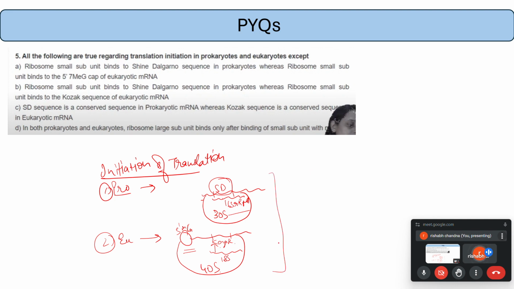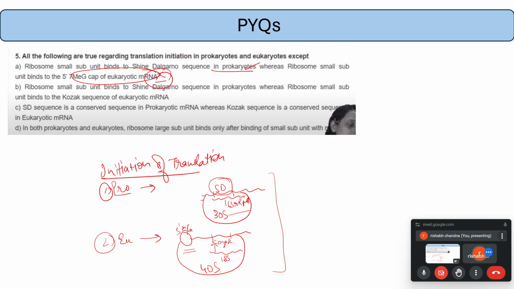Now we look at the options again. Ribosome small subunit binds to Shine-Dalgarno sequence in prokaryotes, whereas ribosome small subunit binds to the 5 prime 7 methyl guanosine cap of eukaryotic mRNA. No, the prokaryotes part is correct, but the eukaryotic mRNA part is not correct.